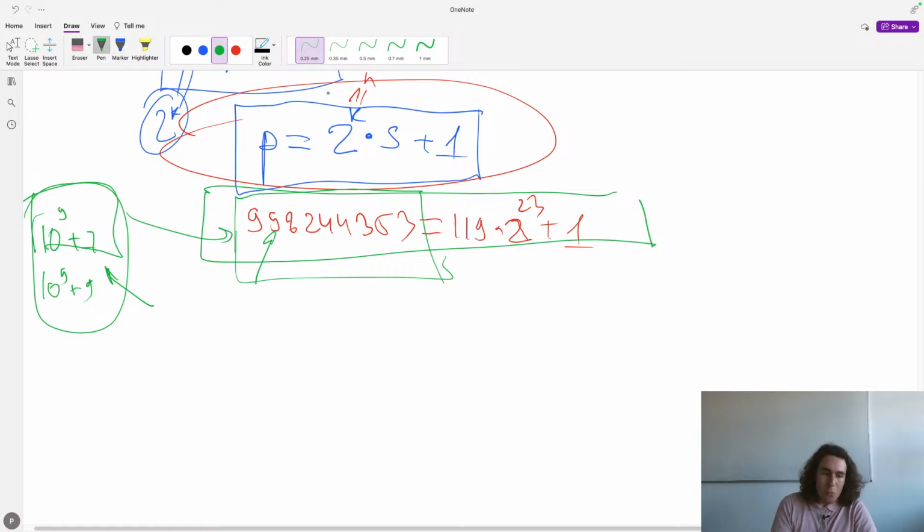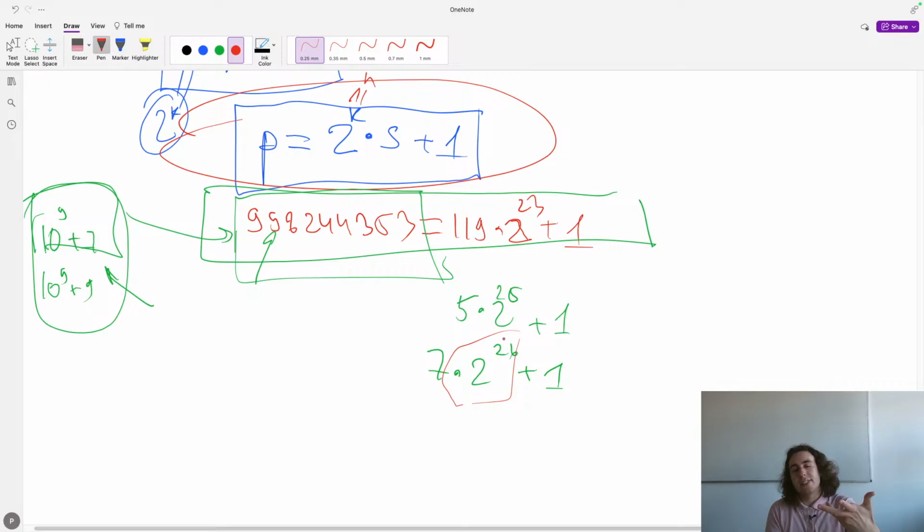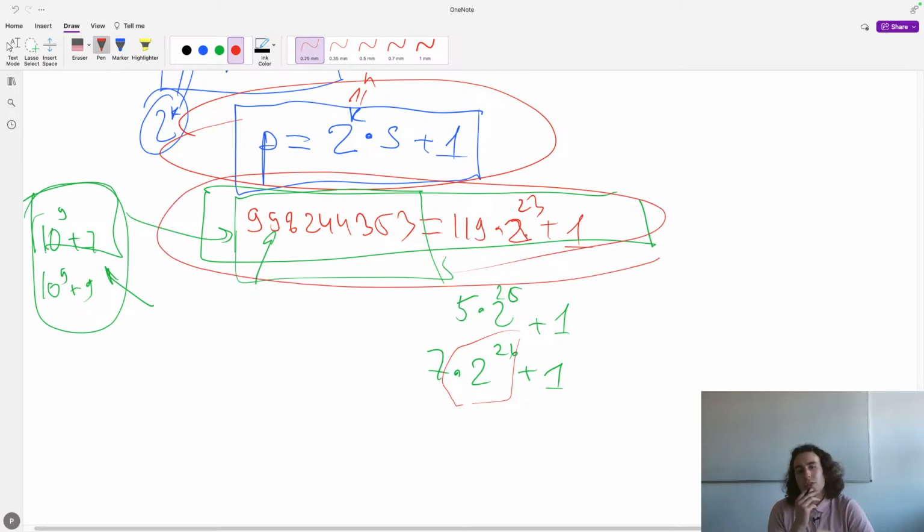There are a bunch more of these moduli, like for example 5 times 2 to the 25 plus 1 is prime, or 7 times 2 to the 26 plus 1 is prime, and the larger this power, the larger the arrays that you can use for FFT. But normally this is the size, because larger than 2 to the 23 is going to be about 10 to the 7. That's already probably too much most of the time.